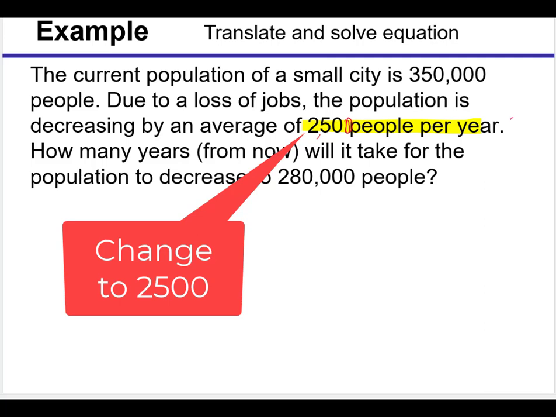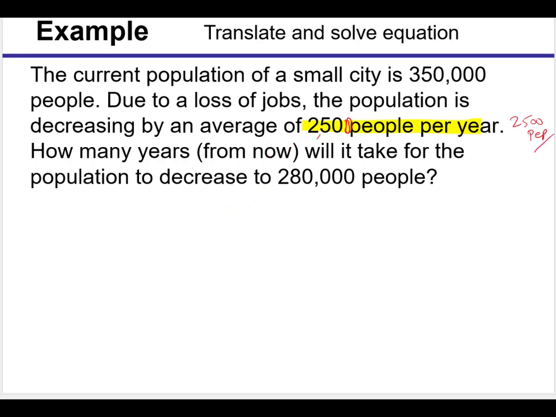So 2,500 people per year. All right, so we're going to make a slight adjustment. It just makes the numbers a little bit more realistic. But let's get into the nuts and bolts of the word problem itself now.